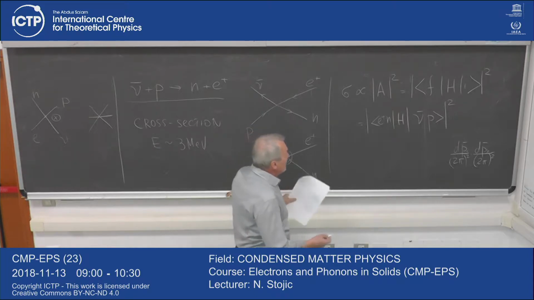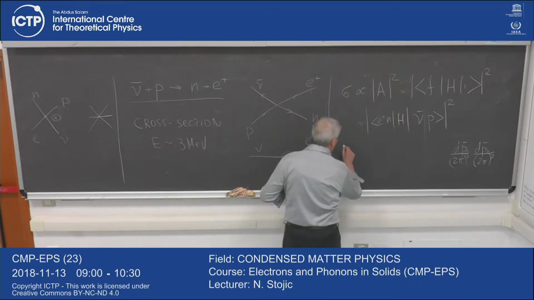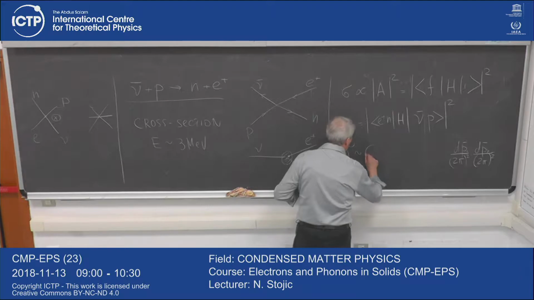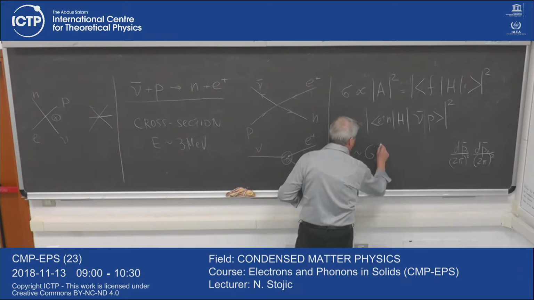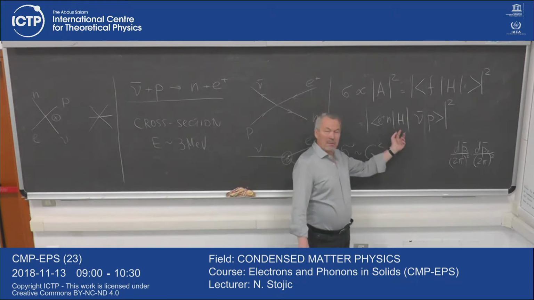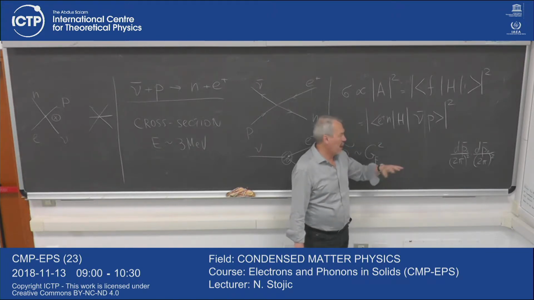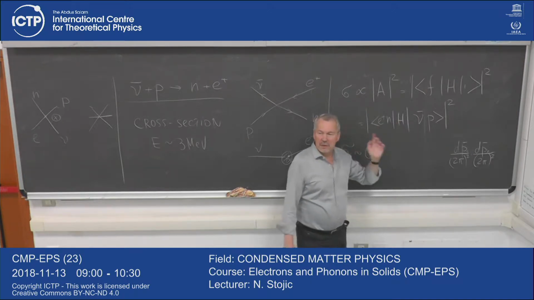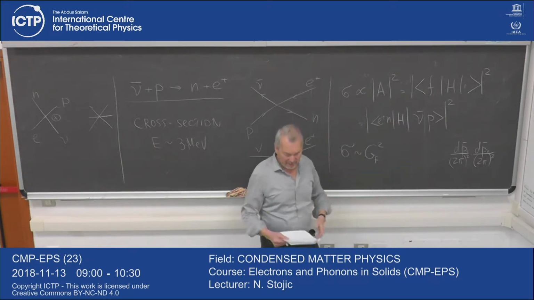What we can say immediately is that this cross-section should be proportional to G Fermi squared, right? Because our Hamiltonian is proportional to G Fermi, and this is constant just for our energies. So we can put it out and then square, and this is G Fermi.